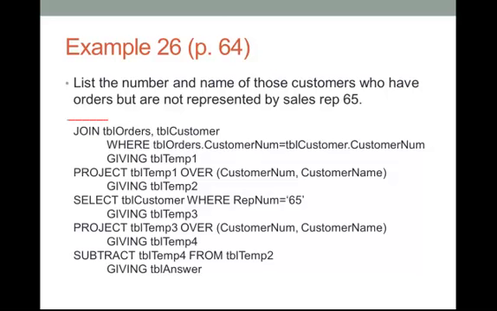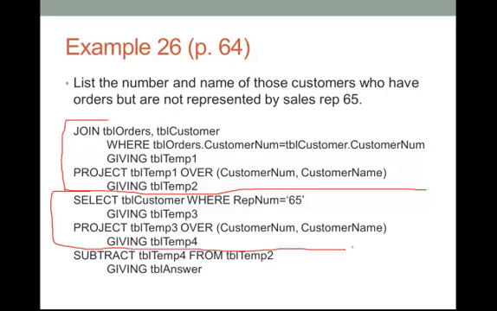So just as before, the first two commands find me everybody who has orders. So I'm joining table orders and table customer into temporary 1 and then pulling only the customer number and customer name and storing that in temporary 2. The next two commands are finding me everybody who is rep 65. I'm selecting the rows from table customer where the representative number is 65, storing that in temp 3, and then pulling only the two columns customer number and customer name and storing it into temp 4.